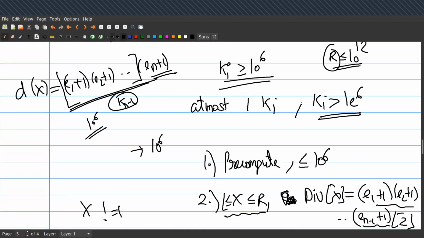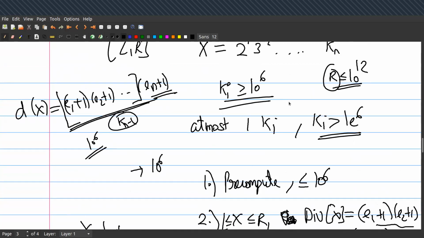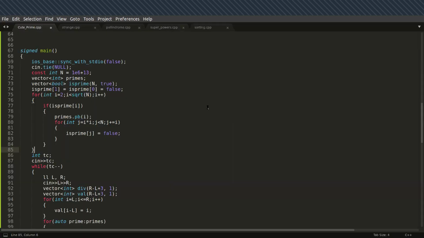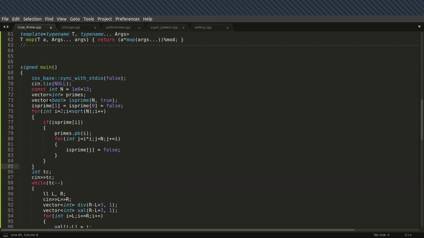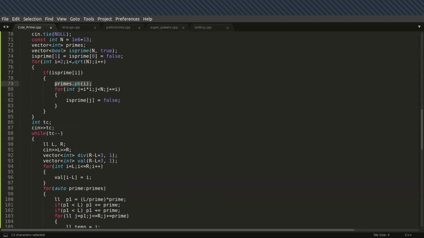Okay, so I'll just show the code for this problem. You will get a better understanding after that. So this was the code. What I do is I pre-compute all the primes till 10 to the power 6. So I initialize n as 10 to the power 6, make a vector for the primes, and pre-compute all the primes till 10 to the power 6.